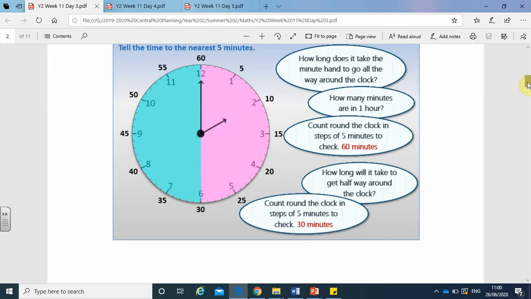A few other questions I'm going to ask you linked to time and our understanding of days of the week, etc. In fact, get a pen and pencil, write the answers down to these questions. How many days are there in a week? Correct, there are 7. How many hours are in one day? Have a think. There are 24 hours in one day.